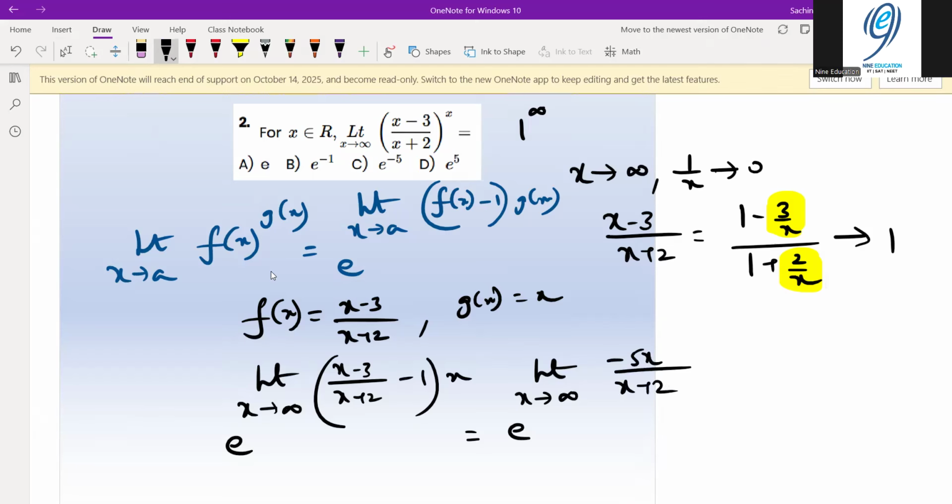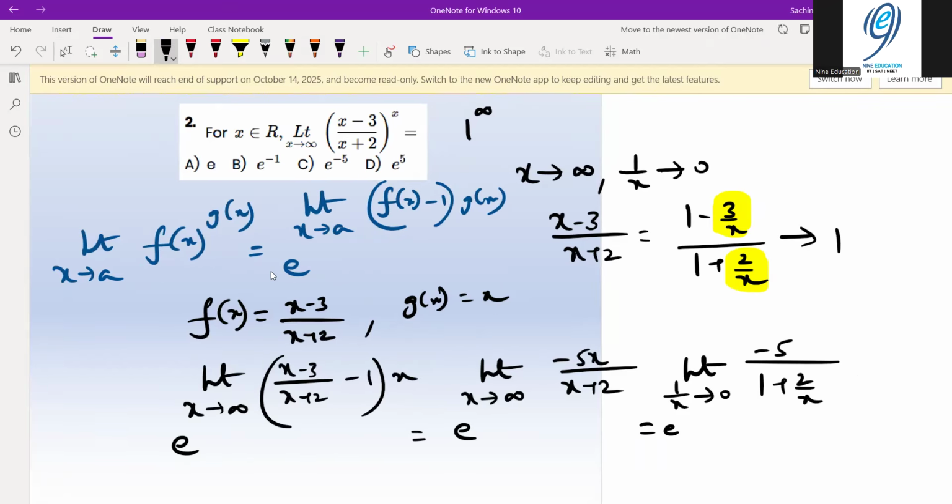And remember, just like we did with the expression (x minus 3) by (x plus 2), you can also divide both numerator and denominator by x. That will give you minus 5 in the numerator, 1 plus 2 by x in the denominator. And remember here, as x tends to infinity, 1 by x tends to 0, right? Which means this term 2 by x will again tend to 0, and your answer will be e to the power minus 5. So the answer to question 2 is e to the power minus 5.